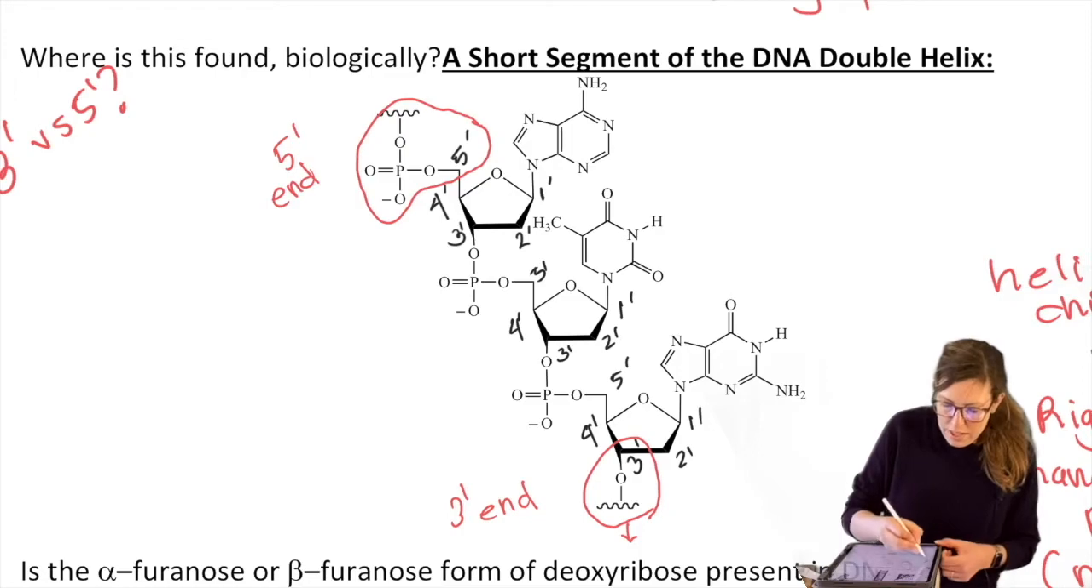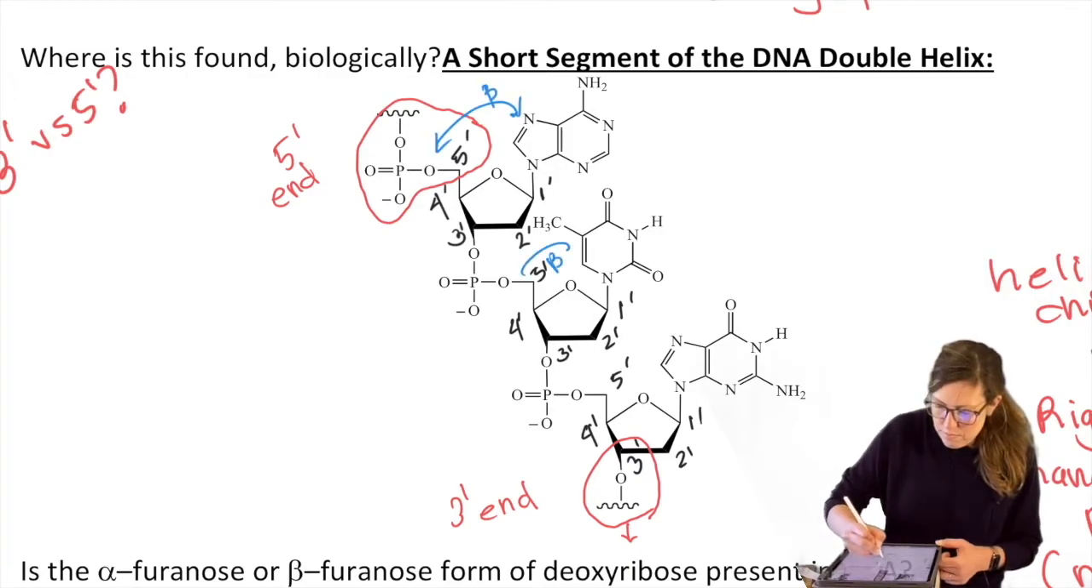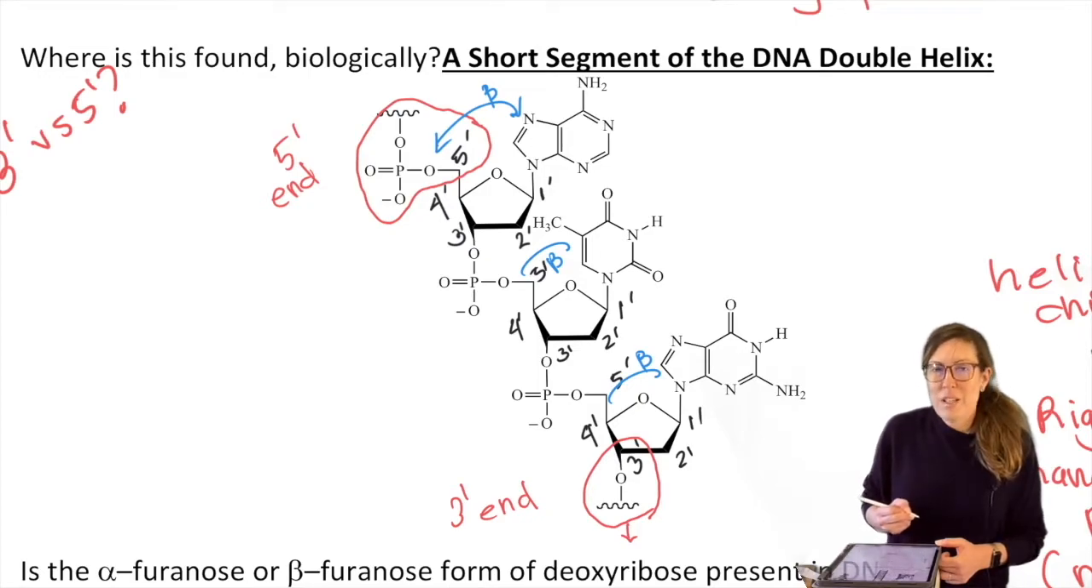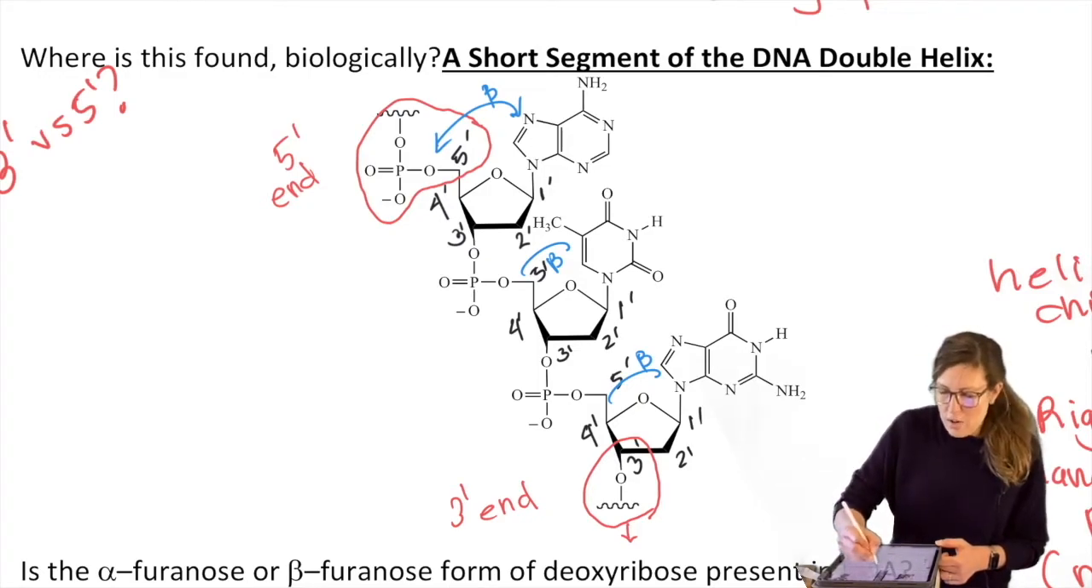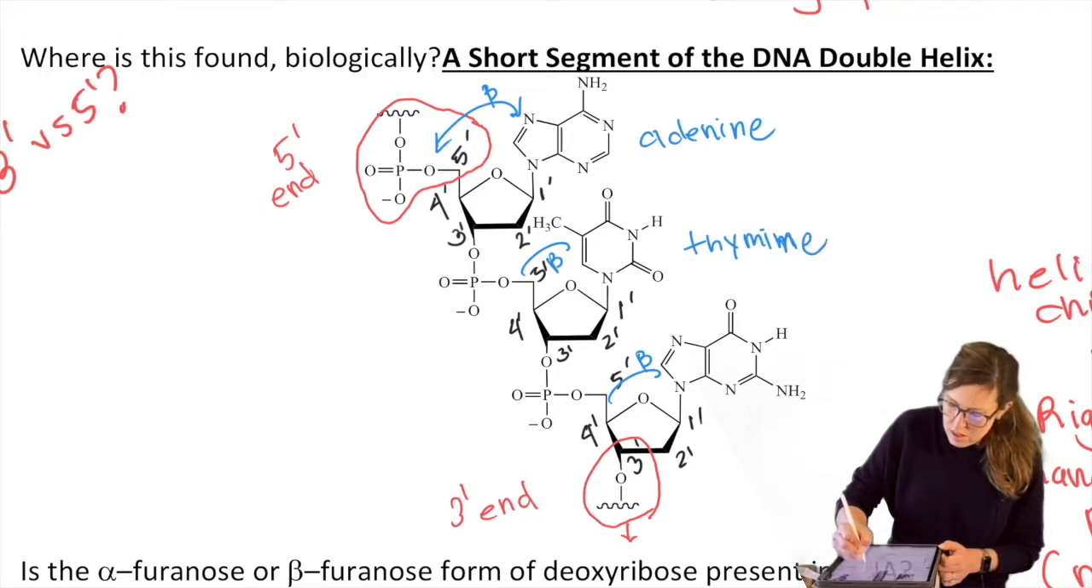I also want to point out that it retains that beta relationship. See how these are cis? Right, that part didn't change. And now we see the big picture. We see the base pairs. This is adenine, which is a purine. This is thymine, which is a pyrimidine unit. And we go to guanine, which is another purine unit.